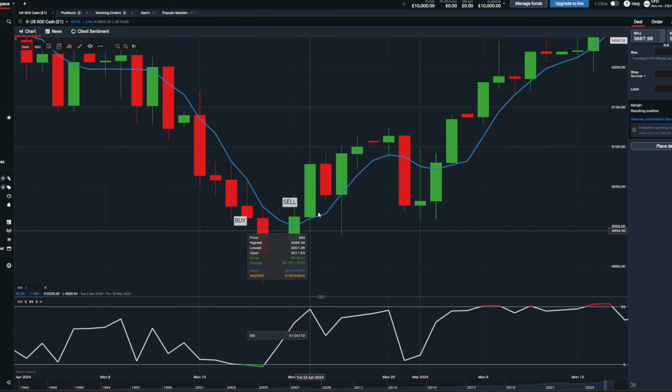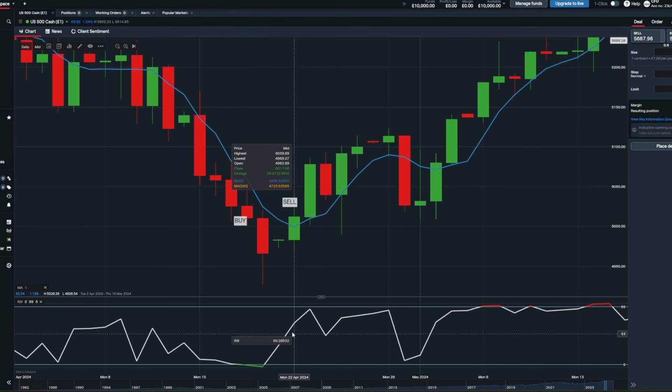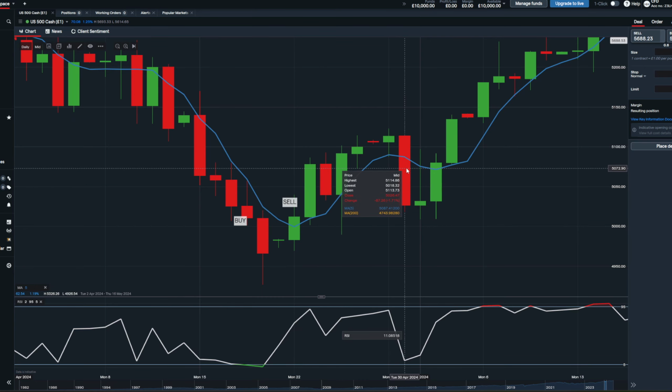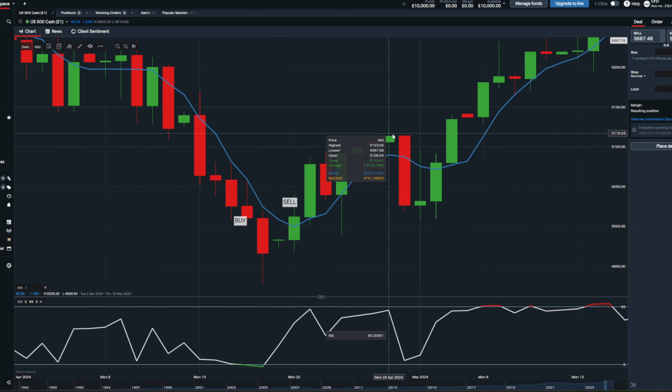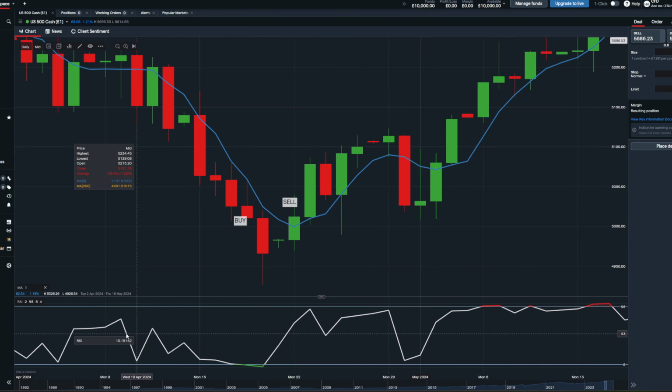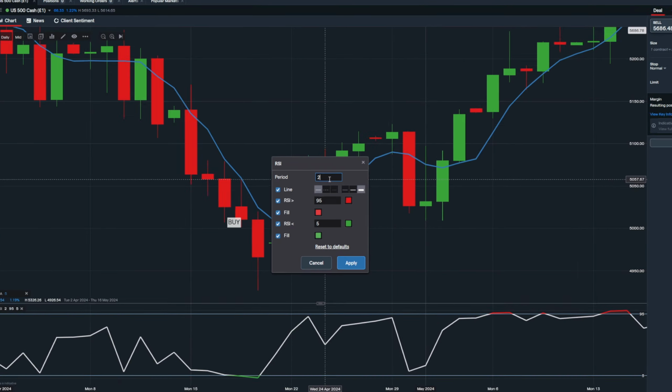Whenever we have strong green candles, the RSI moves up. Whenever there's a red candle, like here and here, the RSI dips back down. In calculating the RSI, we look at the direction of the candle as well as the size of that candle. I then take an average of the last few days, depending on the RSI period. So that's what this period here means.